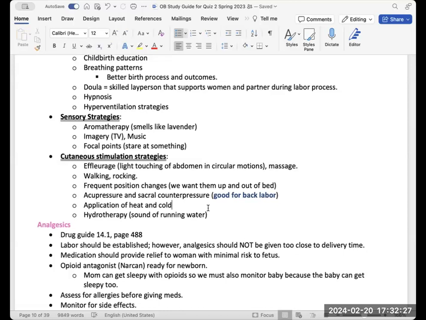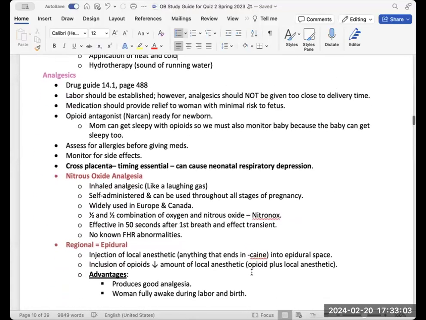Know that effleurage, I don't know, I'm probably butchering that word, but it means light touching of the abdomen and circular motions. That is also very good for pain management, as well as frequent position changes. That can also help with pain. I would know those because I remember her asking what is effleurage. I'm not saying it right, but she asked about that, and acupressure and sacral pressure, counter pressure, 100%. That's for back labor, and the other one is light touching of the abdomen and circular motions. I would know those. Okay.